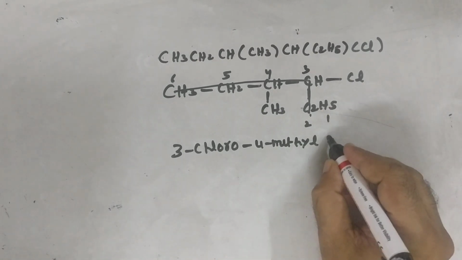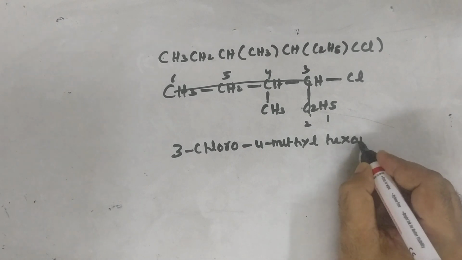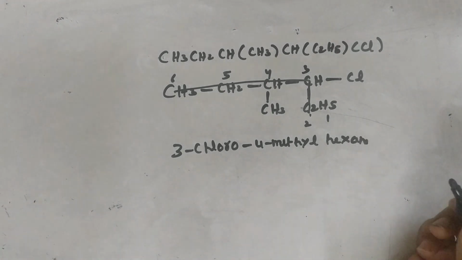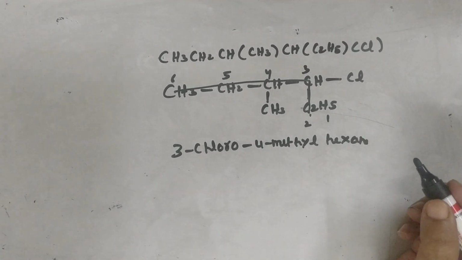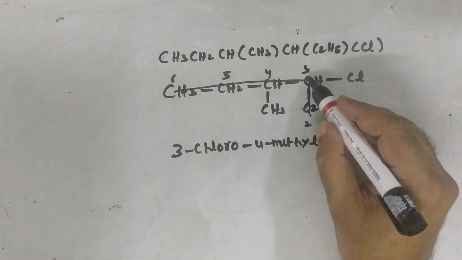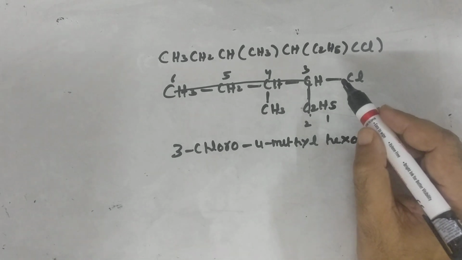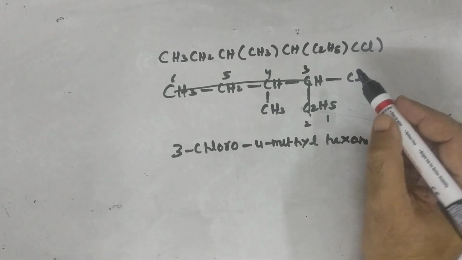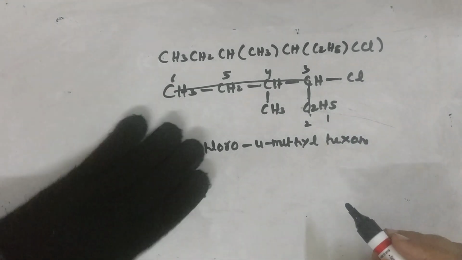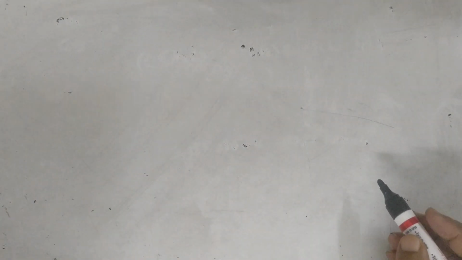It is basically hexane, a derivative of hexane. This again is a haloalkane, and halogen is present on the secondary carbon. So this is a secondary alkyl halide. So this is also an alkyl halide, a secondary alkyl halide. Alkyl halide means all carbons are single bonded, a derivative of alkane, haloalkanes.